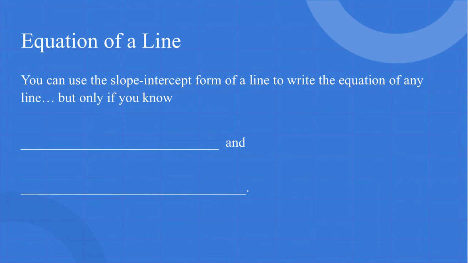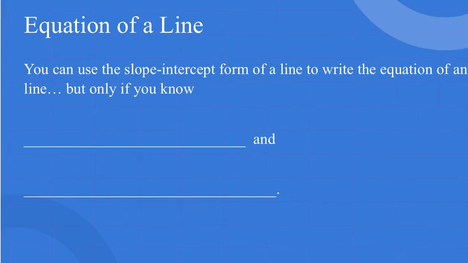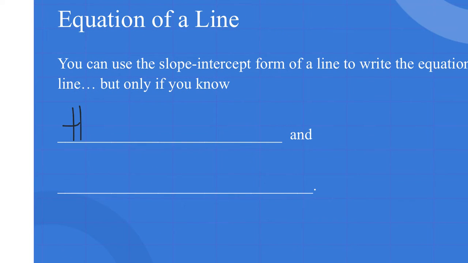All right, so an equation of a line. We've been seeing these equations, and you're going to see a new one that's y equals mx plus b. You've seen this before. We're just going to look at how we can write these given certain things. So you can use the slope-intercept form of a line to write an equation of any line, but only if you know the slope and the y-intercept.